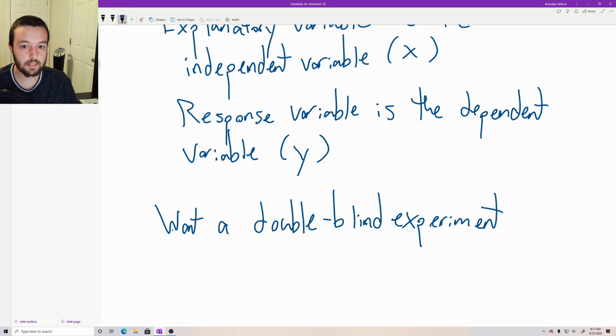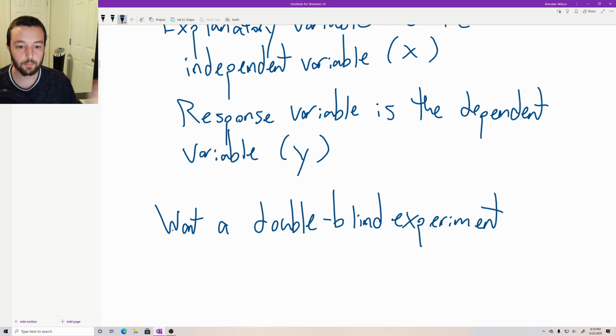So double blind means that you have a control group and a treatment group, where the treatment group is given whatever it is you're testing, and the control group is given what's called a placebo, right? So it's like a sugar pill or something that mimics whatever you're studying, but it doesn't actually produce the same effect, right? So if you're studying a new drug, then a common placebo would be a sugar pill that looks exactly like the new drug. Okay.